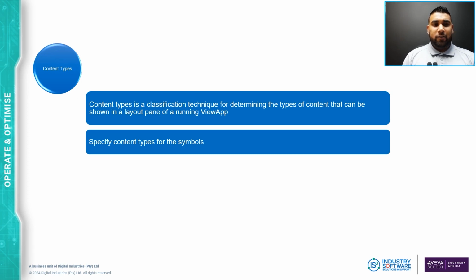So in OMI, there are content types. Using content types is a classification technique for determining the types of content that can be shown in a layout pane of the running view app. For example, when you configure panes for a layout, you can specify content types for that pane. When you create symbols, you can specify content types for the symbols. You can also assign content types to layouts and external content items. Then at runtime, where there is a match between the content type of the content items, which is your symbol, layout, or external content, and the content type of the layout pane, the content can be displayed in that pane. Let's have a look at how this works.